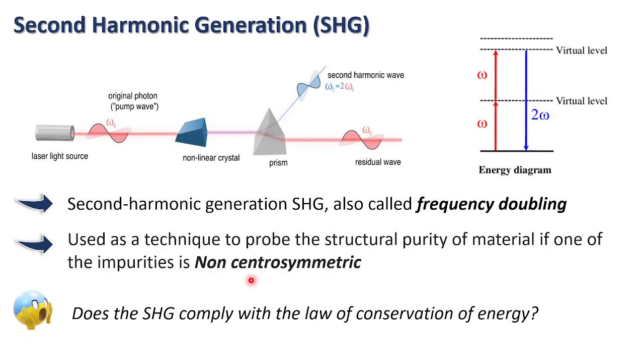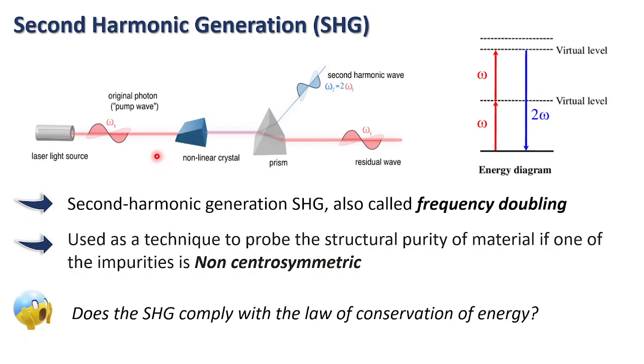Okay, non-centrosymmetric molecules. The usage as a technique to probe. Why are we explaining second harmonic generation here? This technique is useful to probe the structural purity of a material if one of the impurities is non-centrosymmetric. Why non-centrosymmetric? Because a centrosymmetric molecule does not show this property, second harmonic generation. That means if the impurity is a non-centrosymmetric material, we can do second harmonic generation, and we can identify the presence of the non-centrosymmetric impurity.